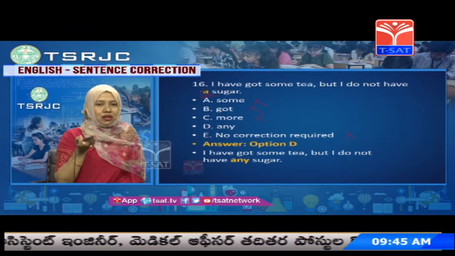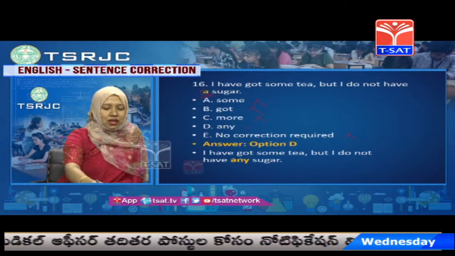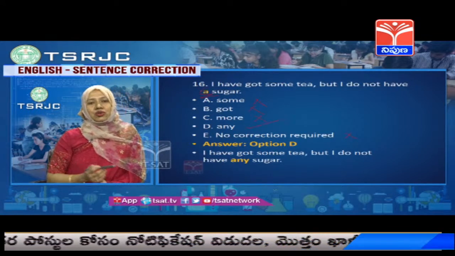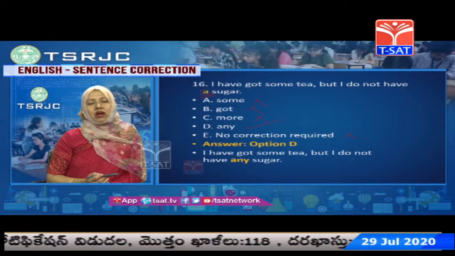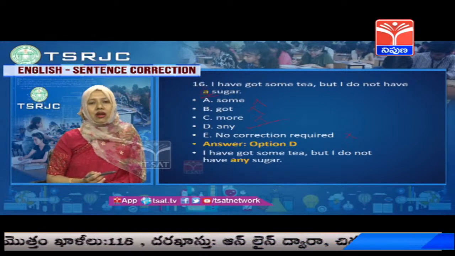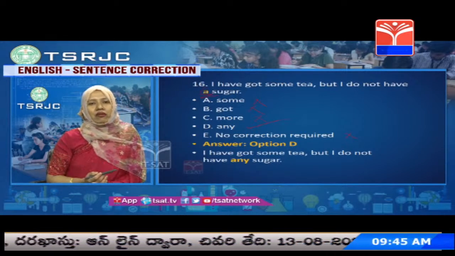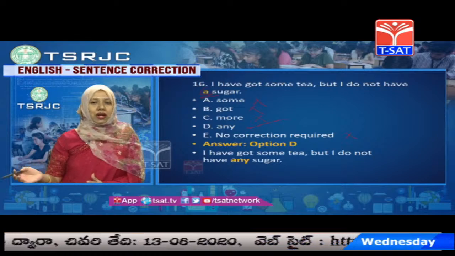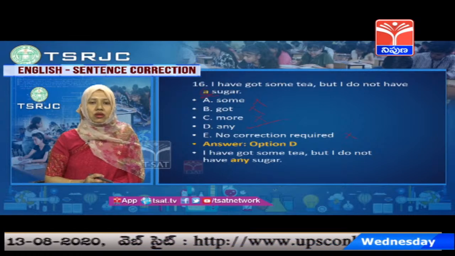"A sugar," you cannot say "a sugar." It is wrong. So what are we left with? We are left with "any sugar." The appropriate answer is "any." I do not have any sugar. I have got some tea but I do not have any sugar to prepare tea.